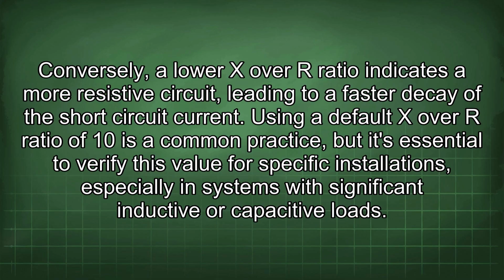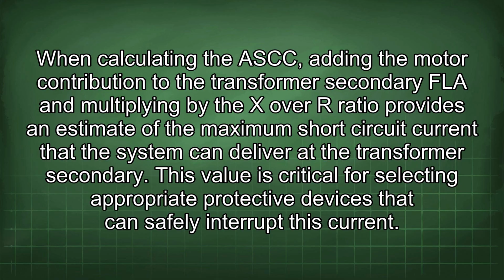Using a default X/R ratio of 10 is a common practice, but it's essential to verify this value for specific installations, especially in systems with significant inductive or capacitive loads. When calculating the ASC, adding the motor contribution to the transformer secondary FLA and multiplying by the X/R ratio provides an estimate of the maximum short-circuit current that the system can deliver at the transformer secondary. This value is critical for selecting appropriate protective devices that can safely interrupt this current.